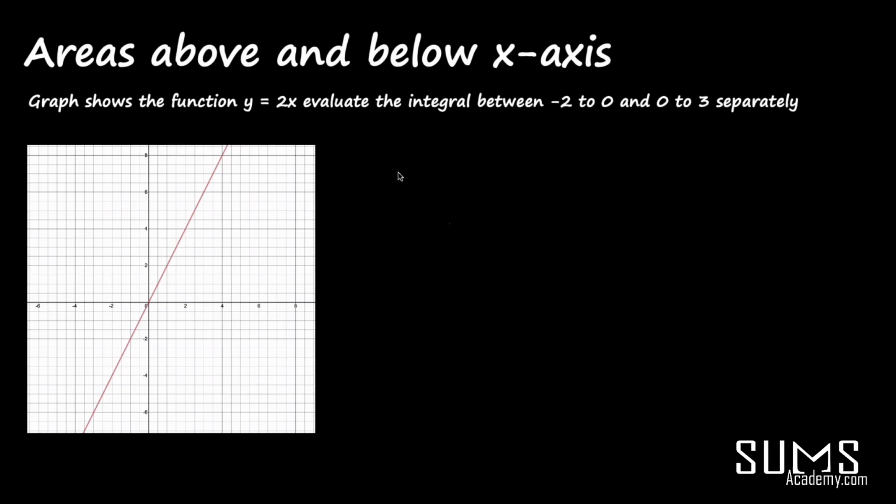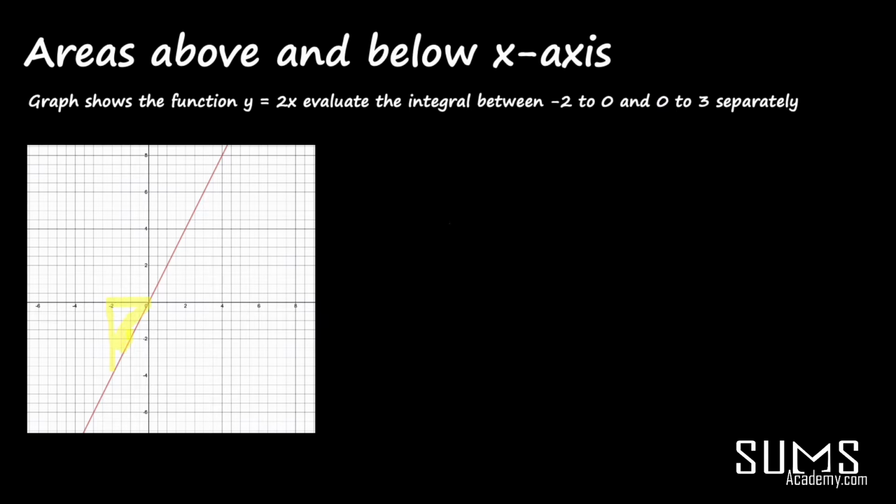So now we're going to look at areas above and below the x-axis. I've said here, the graph shows the function y equals 2x. Evaluate the integral between -2 and 0 and 3 separately. Okay, so what does this look like? Well, put yellow here. So I want to integrate between -2 and 0.